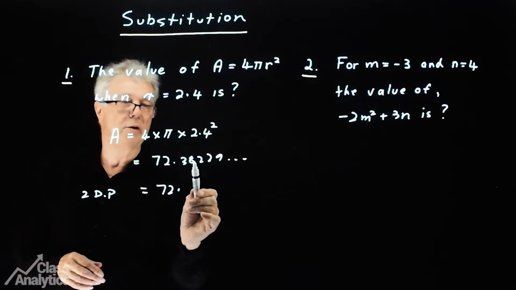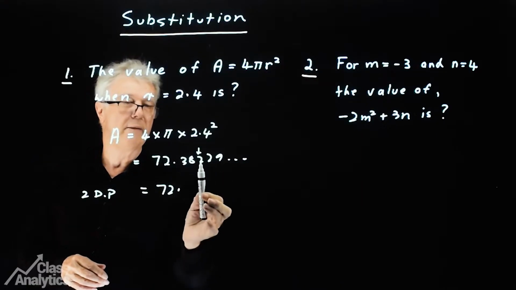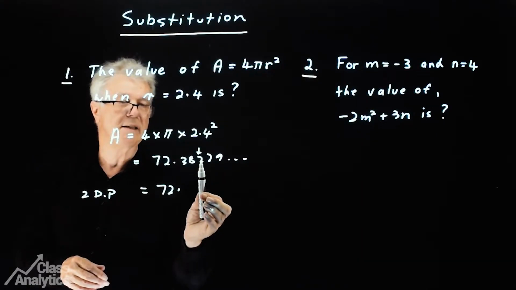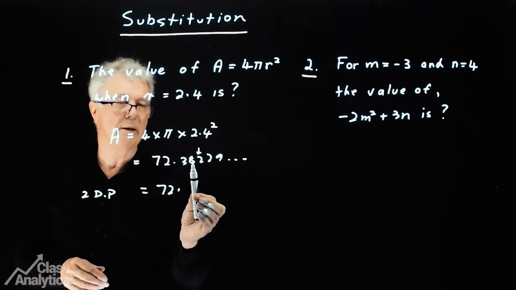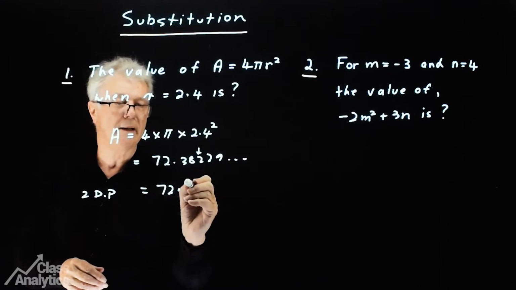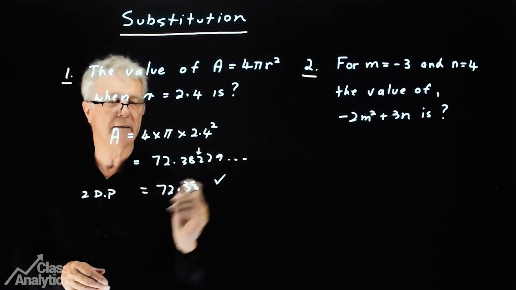Now we go 1, 2. But look at this number here. If that number there is 5, 6, 7, 8, or a 9, we have to add 1 onto that. But it's a 2, so we leave it alone. And that's the answer. And most of you get that, that's okay.